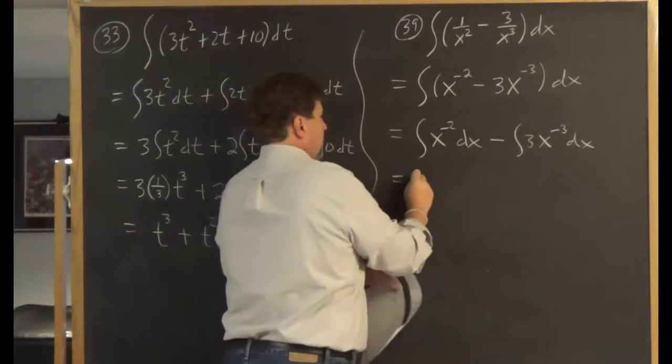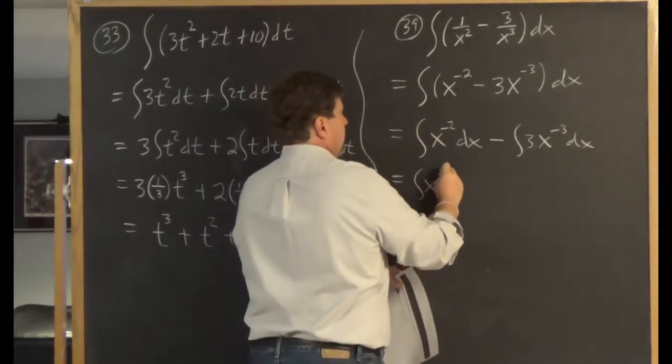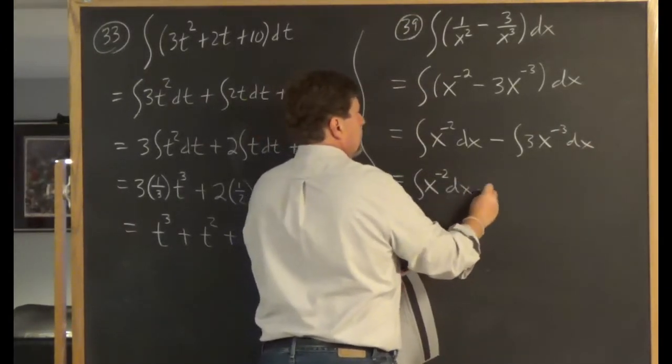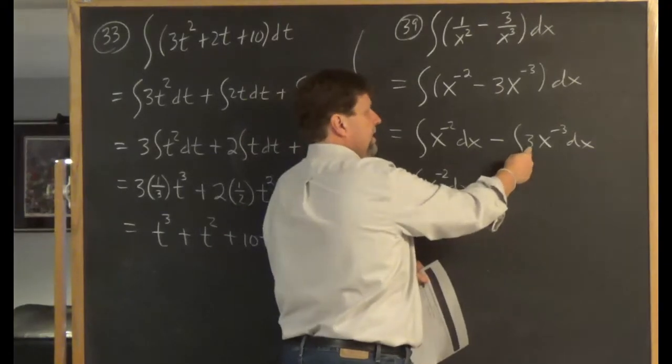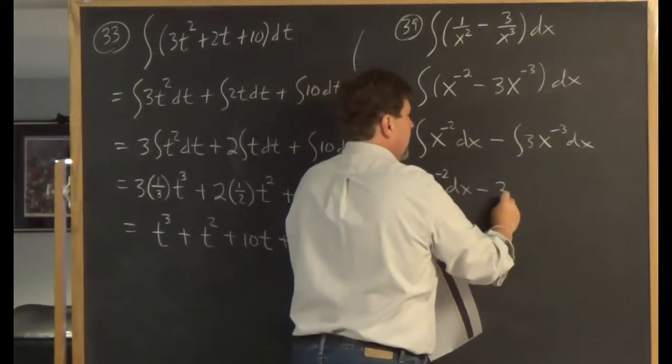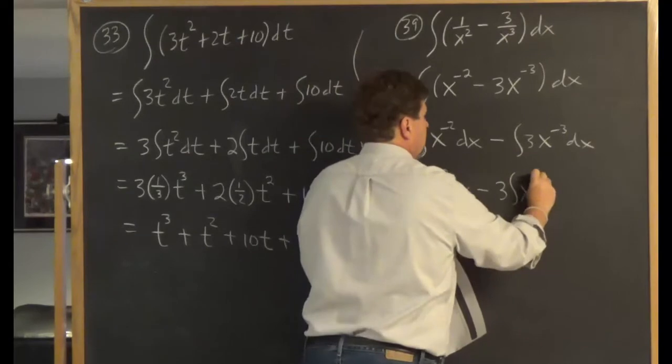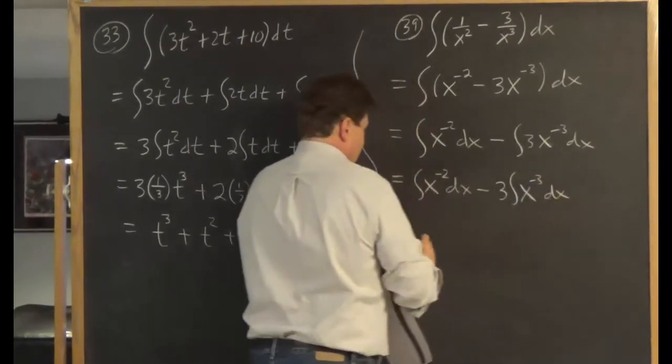And then we have the constant multiple rule. It can be used here. I can take this 3, rip it out front of the integral sign. All right, so here we go.